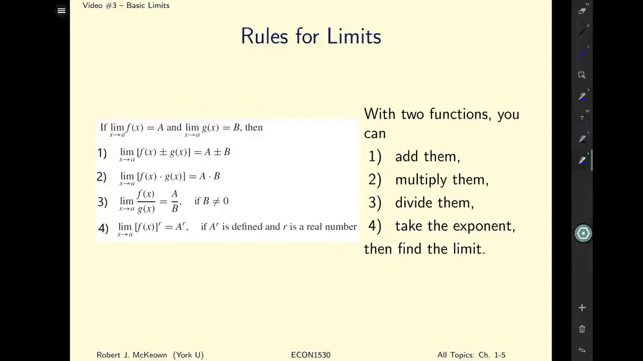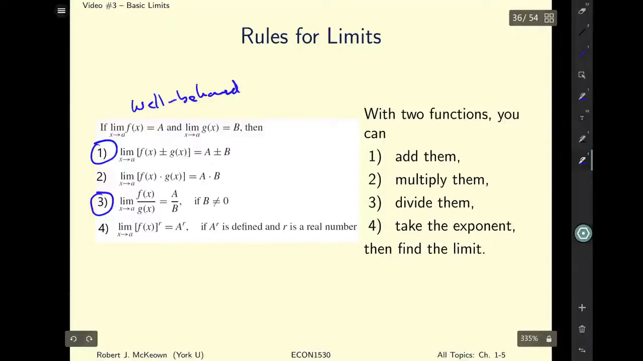Now, our two previous examples were illustrations of rules 1 and 3. And we can see with these rules, these are pretty well behaved. If I want to know the limit of two functions summed together, it's going to be equal to the sum of the limits.